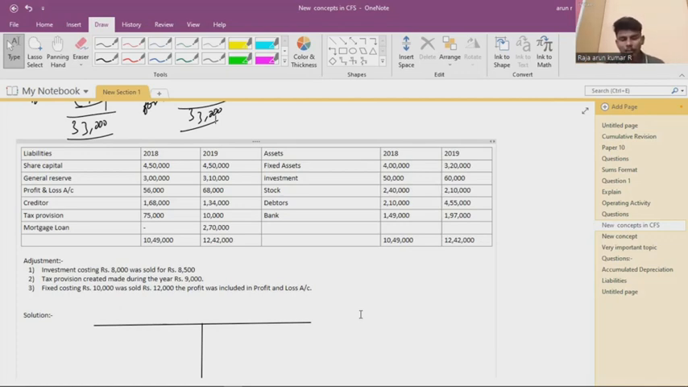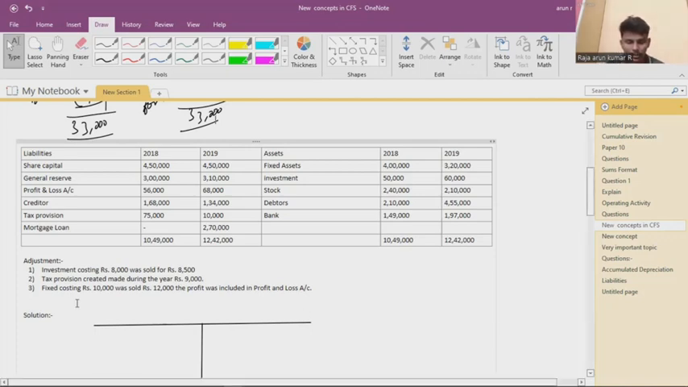Mortgage loan is there. Before that, there was no loan in the previous year. Only this year we take some loan. It will be reflected in financial activity. Then fixed asset is given as 4 lakh. In the fixed asset they give the adjustment also.